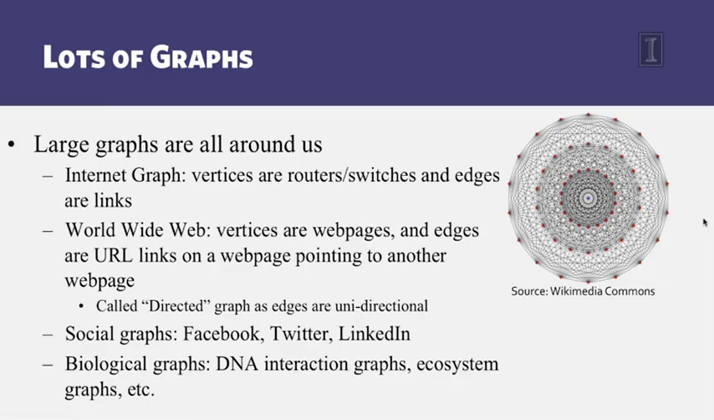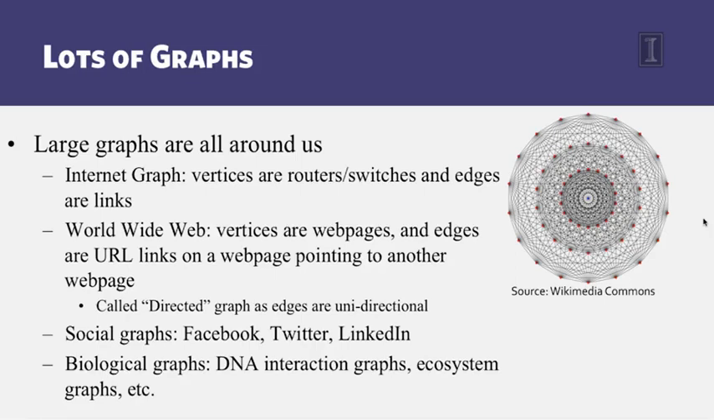The World Wide Web can be represented as a graph where the vertices are web pages and the edges are URL links where one page points to another. So if you have a URL on one page pointing to another, that's an edge in the World Wide Web graph. Now, the World Wide Web graph is a special kind of graph known as a directed graph because edges are directed. Page A might point to a page B. That does not mean page B also points back to A. So edges actually have directions. They are unidirectional, and so the World Wide Web graph is an example of a directed graph.